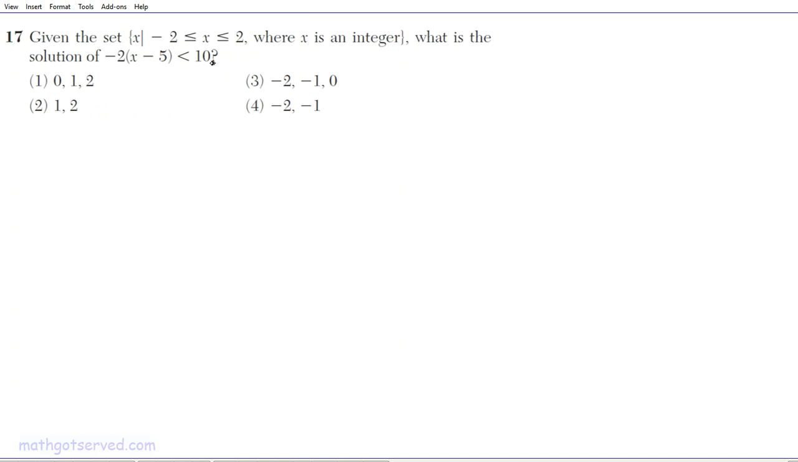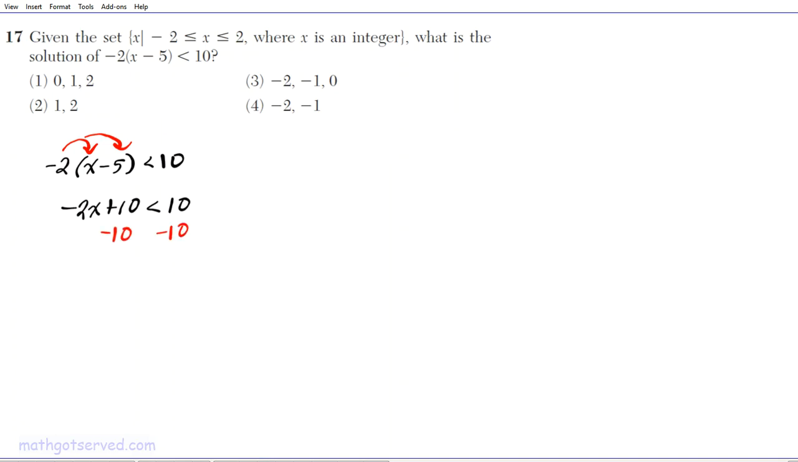Alright, so what we're going to do is let's go ahead and solve this inequality first, and then write down these two conditions and see the intersection of the conditions, and that will be our correct answer. We'll start by solving. We have negative 2 times x minus 5 as less than 10. So we're going to distribute negative 2, or instead of distributing, we could divide, but let's just distribute. Distribute negative 2 across those two. And then we have negative 2x plus 10 as less than 10. And then we subtract 10 from both sides.